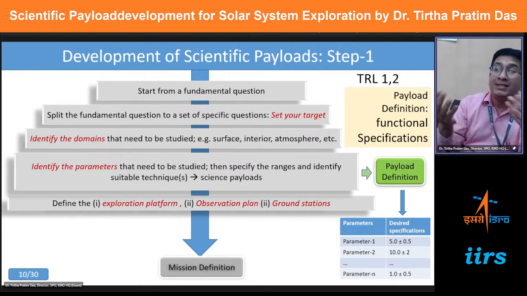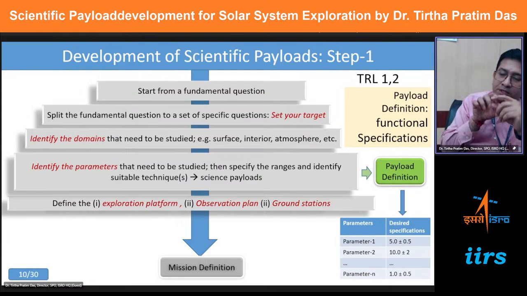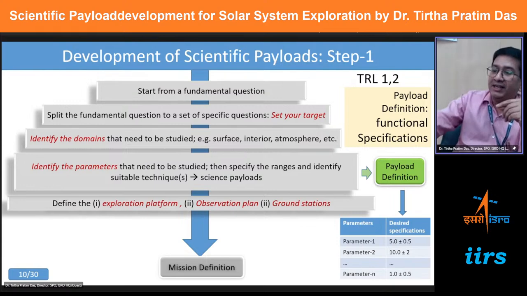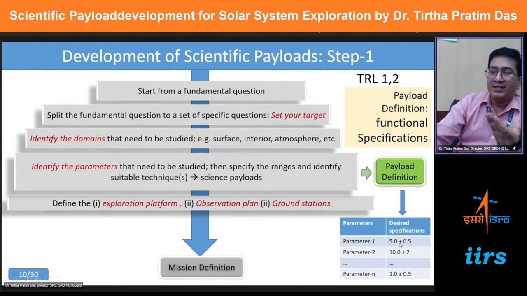There could be a specification about sensitivity. So I should be able to have this much sensitivity of the instrument. If this many photons come, this much voltage and current will be my output sensitivity. So this list, which is shown on the right hand side and top part of the slide, you come to a table which is basically a list of the parameters. Parameter 1, 2, n. I have shown some arbitrary numbers as reference: 5.0 plus minus 0.5, 10.0 plus minus 0.2. These are all ranges of the desired specifications.